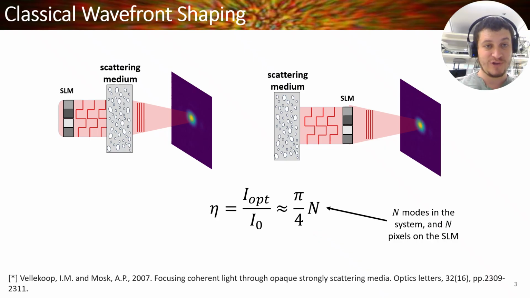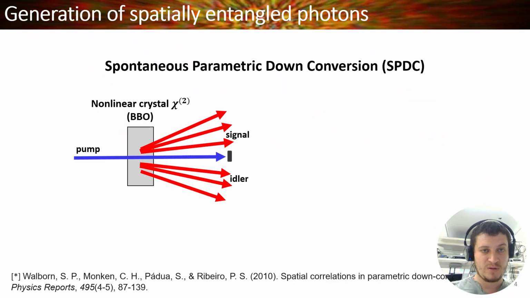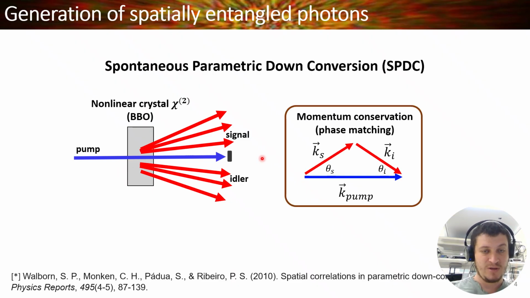Now we want to use wavefront shaping for spatially entangled photons. So what do I mean by that? Well, the most popular source for entangled photons is SPDC, spontaneous parametric down conversion, where a strong pump beam hits some nonlinear crystal, and with some probability, one pump photon will be annihilated and two red photons will be generated. From momentum conservation, if one of the photons goes at some angle theta upwards, the other one will go at the same angle theta downwards. And this results in a highly entangled state.